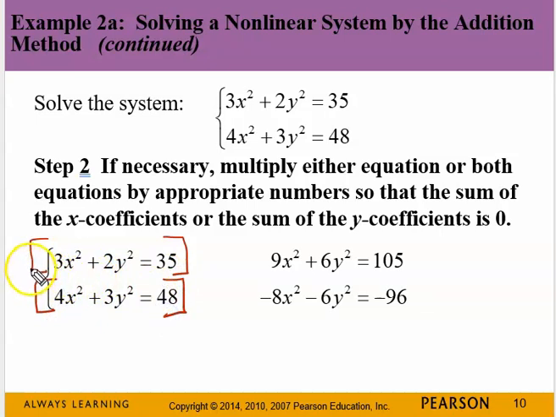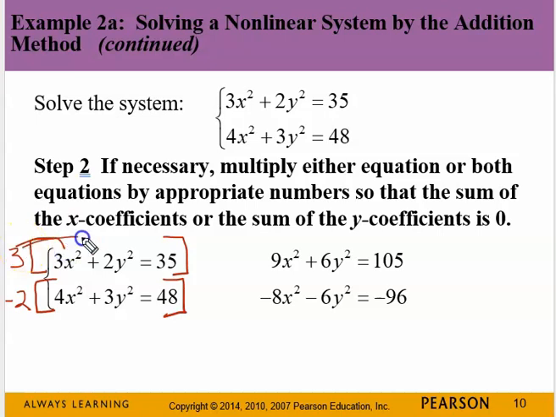That if we multiply this equation by 3 and this equation by a negative 2, we get our y's to cancel out. Now you could have done the x's as well, but again, this is a judgment call. This is what they've done.